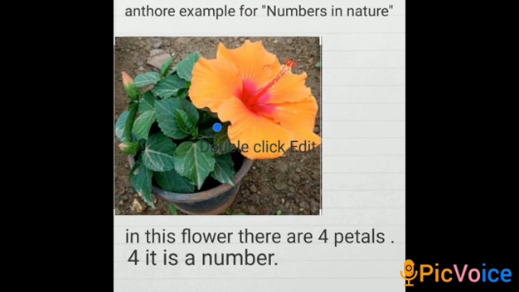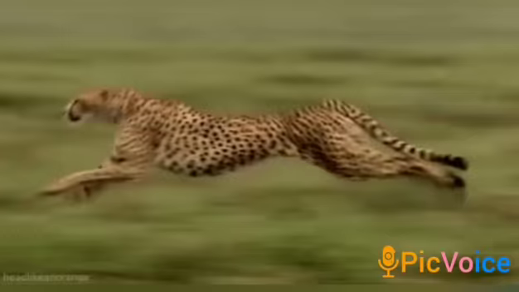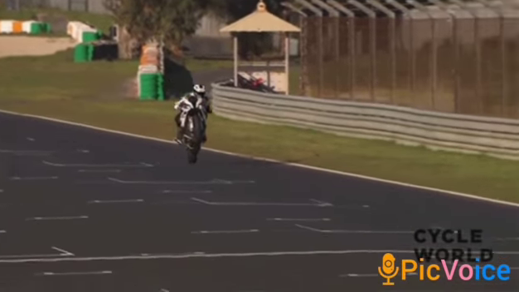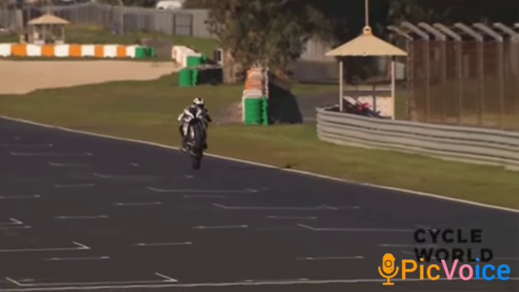Another example for numbers in nature, a hibiscus flower. In this flower there are 4 petals. 4 is a number. The speed of the cheetah is in maths. The speed of the bike is in maths. The speed of the air is in maths.